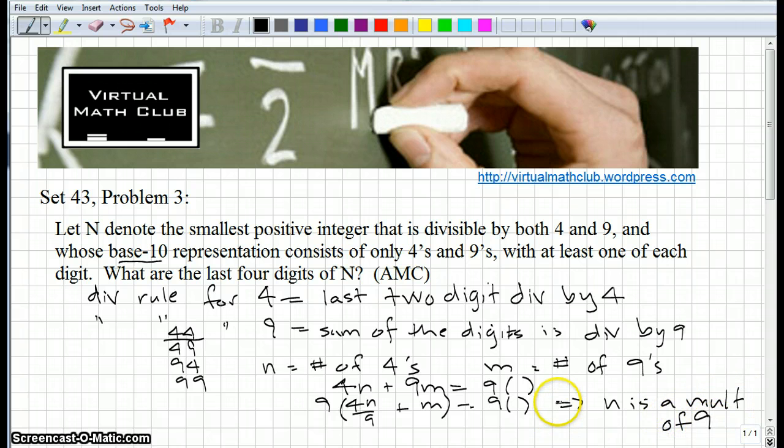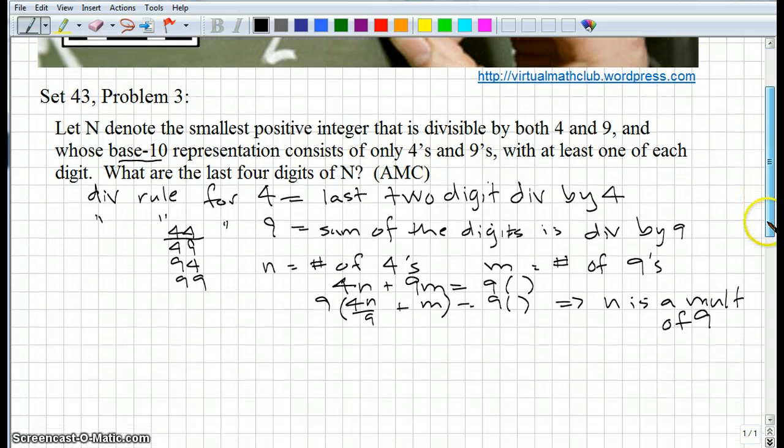So the smallest multiple of 9, given that we need at least one 4, would be 9, 1 times 9. That tells us the smallest number of 4s we can have in this number is 9. So we have to have 9 4s, and at least one 9 in there someplace. We've already got 2 4s because the last 2 digits have to be 4, so we need 7 more 4s.